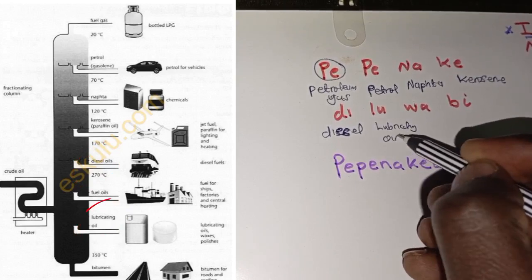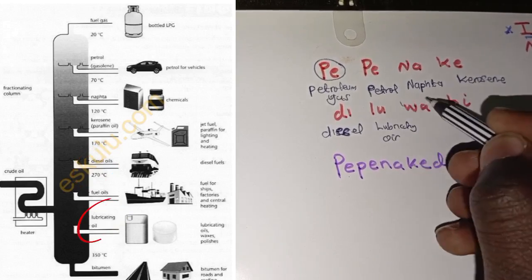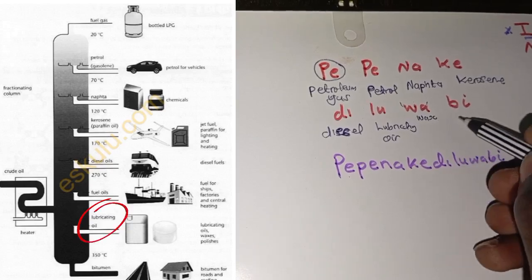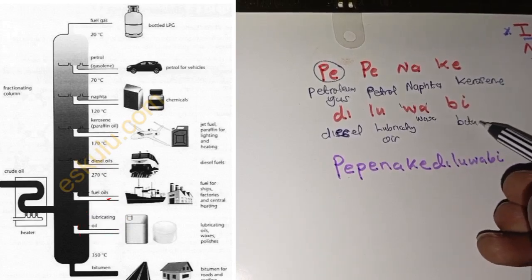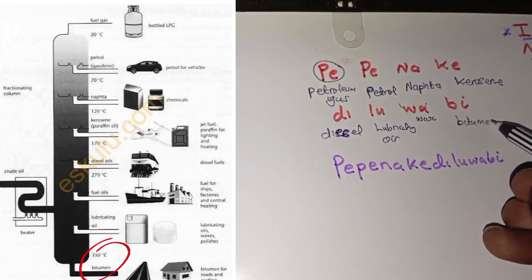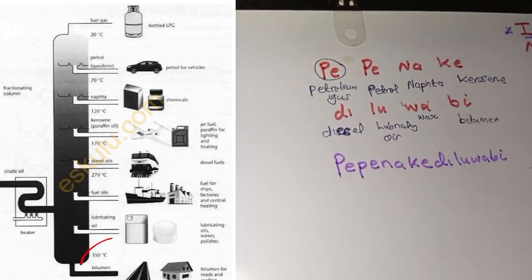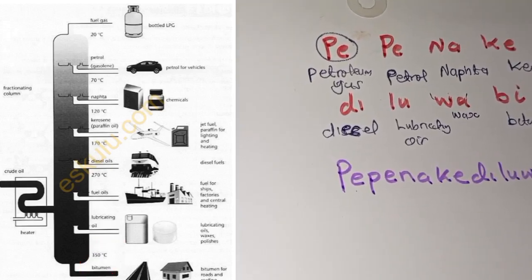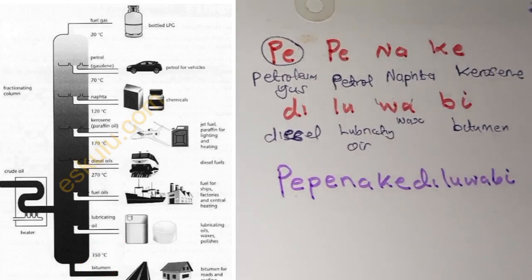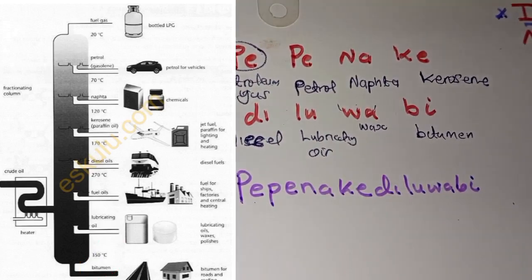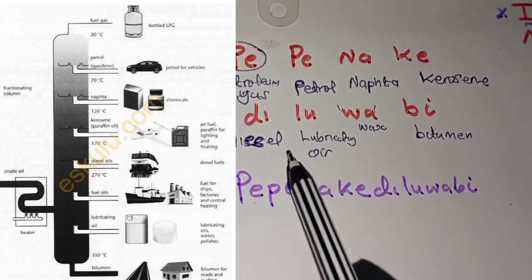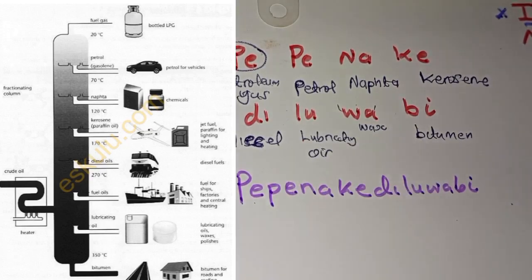Lubricating oil. Now I've added wax because sometimes you have wax alone, and then the last one there is bitumen. So let's do this just to see what we're actually doing. You have petroleum gas, petrol, naphtha, kerosene, diesel, lubricating oil, wax, and bitumen.